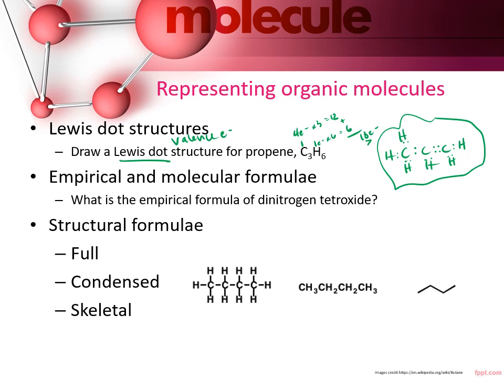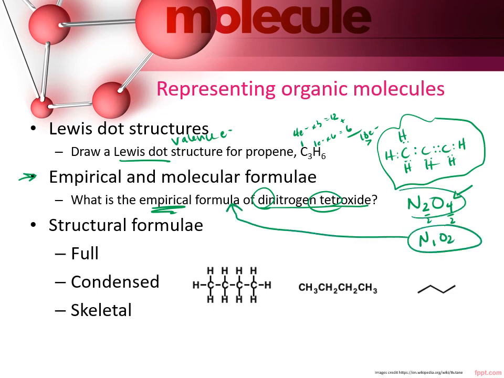We can also represent organic compounds with our empirical and molecular formulas. Empirical formula of dinitrogen tetroxide. I'm actually going to write the molecular formula first. Di is 2, tetra is 4. So this is the molecular formula. To get to the empirical formula, I need to reduce it to lowest terms. Divide both sides by 2, because that's the greatest common factor of 2 and 4, and NO2 is going to be the empirical formula. N2O4 was the molecular formula.